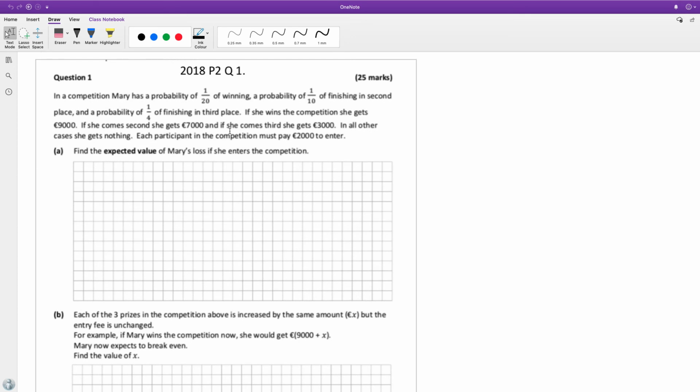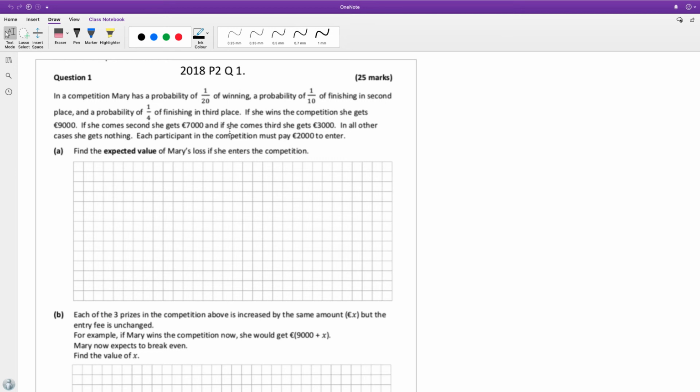In a competition, Mary has a probability of 1 in 20 of winning, a probability of 1/10 of finishing in second place, and a probability of 1/4 of finishing in third place. If she wins the competition, she gets 9,000. If she comes second, she gets 7,000. If she comes third, she gets 3,000. In all other cases, she gets nothing. Each participant in the competition must pay 2,000 to enter. Find the expected value. They highlighted it in bold for us.